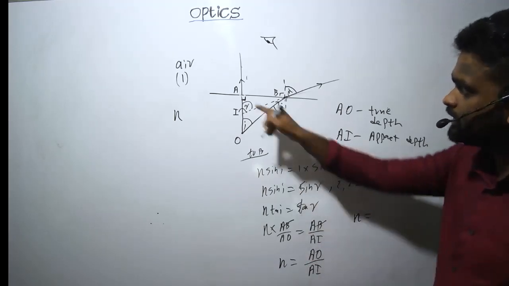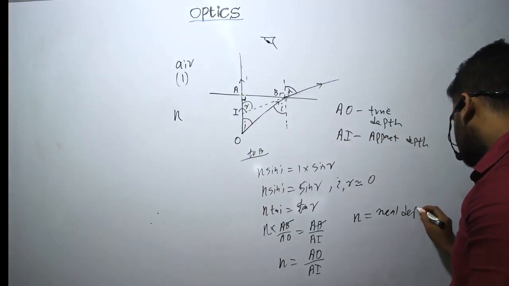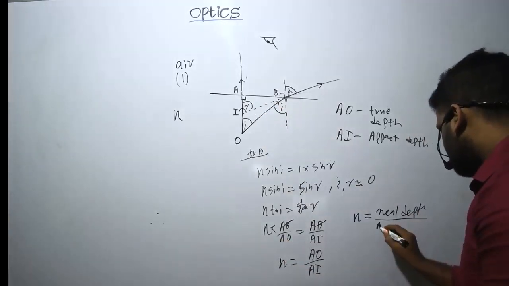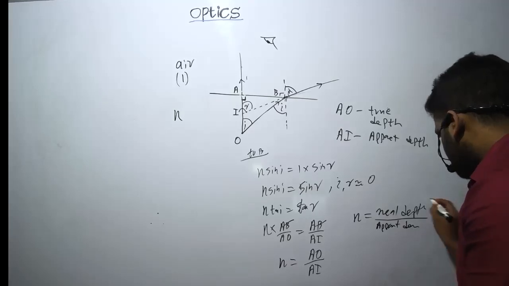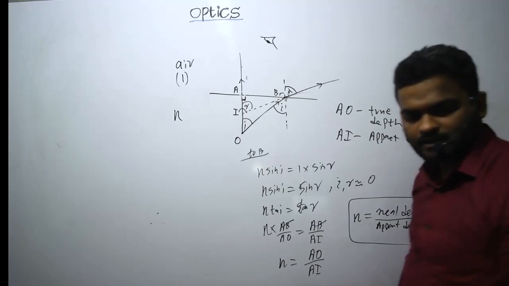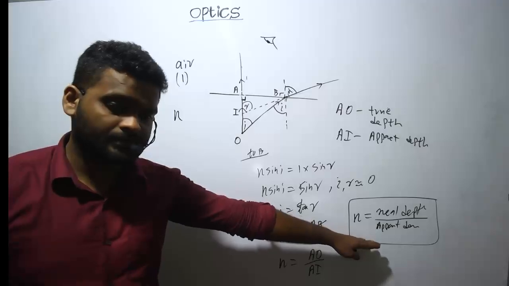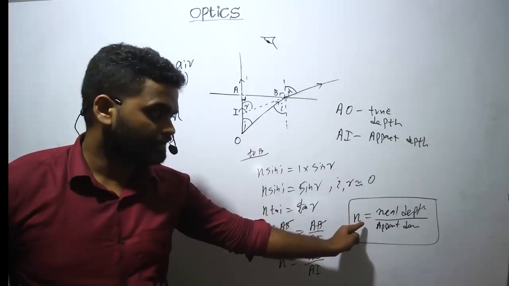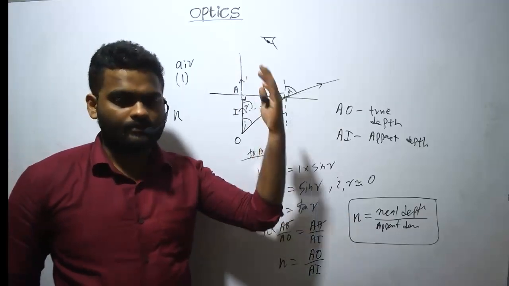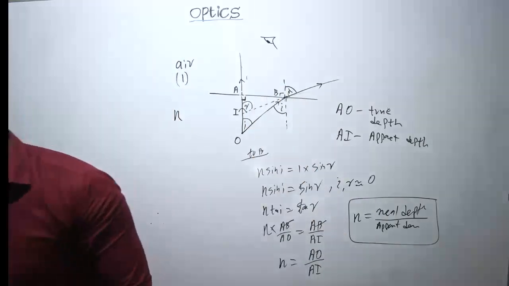So what is AO? AO means real depth or true depth. AI means apparent depth. So this is the main equation. n equals real depth divided by apparent depth. Take it down. It is always real depth divided by apparent depth, and it is equal to n. This is an absolute refractive index if it is air or vacuum. For others as well, you can use this. Okay, take it down.